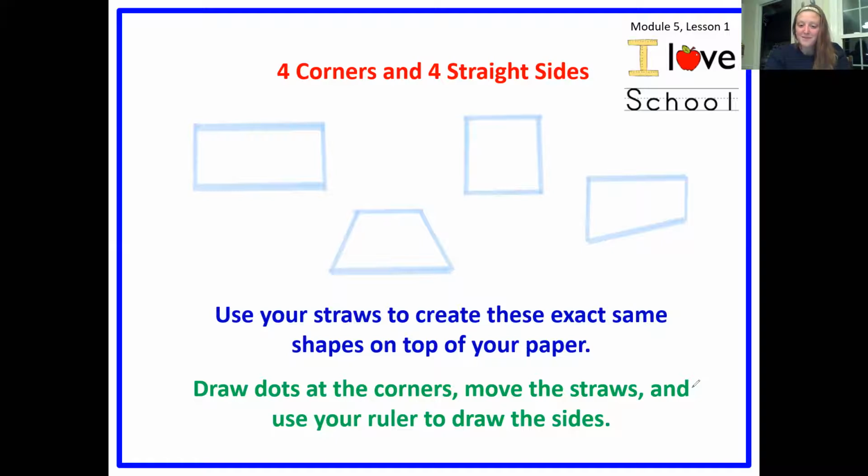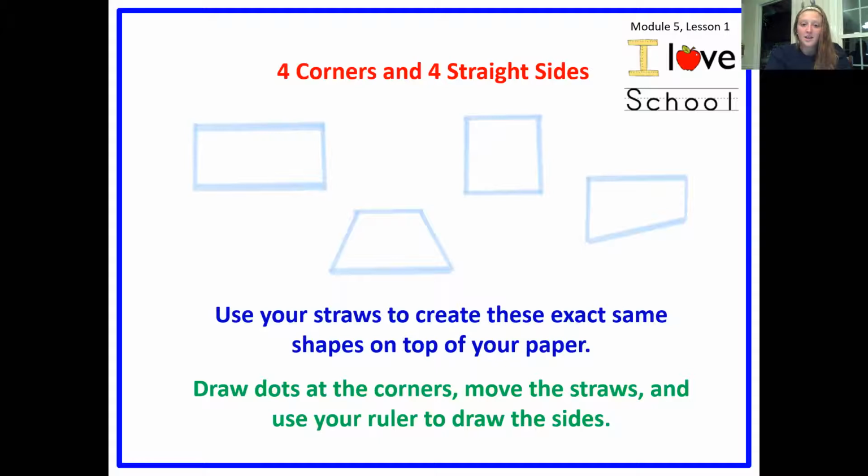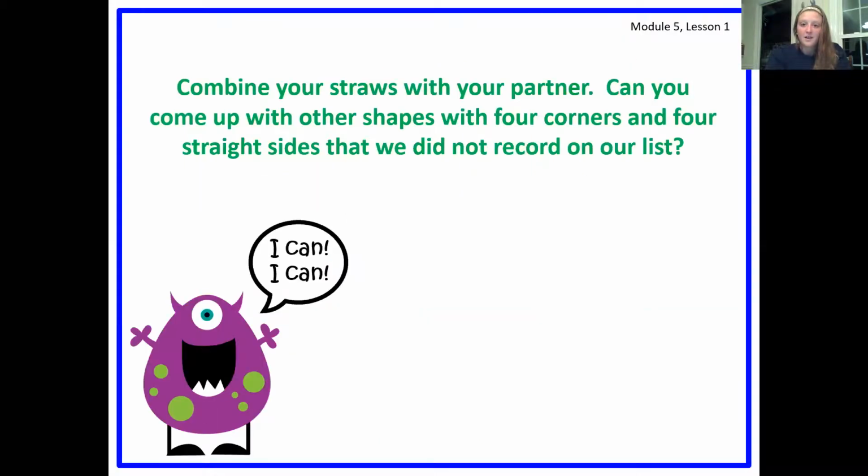Okay, so if you made all these shapes, I'm going to look down and see. So we can't really combine your shape straws with a partner, but you can come up with other shapes. You can draw different shapes and see what other ones have 4 straight sides and 4 corners that we did not put on our list or have above.